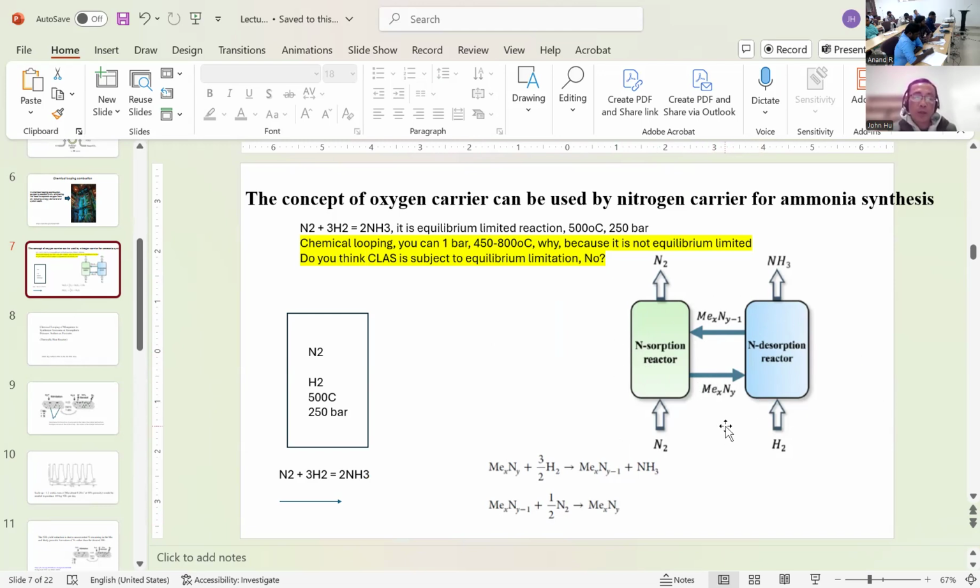Even with plasma, you still need a nitrogen carrier. The only difference is the plasma will make it easier. That means you probably don't need 450 to 800 degrees C. Actually, my student is doing this reaction at 250 degrees C. That's a different story. I don't want to pre-contaminate you. Let's go step by step. Do you understand the chemical looping shown here, everybody?